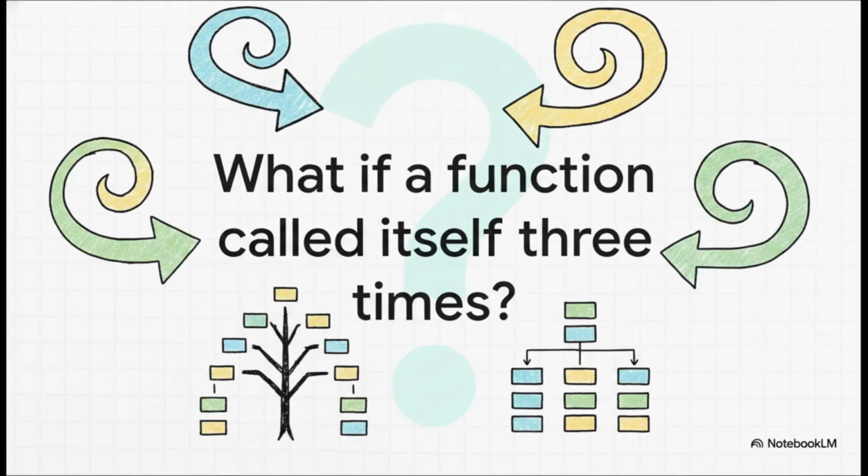Which leaves me with a final thought for you to chew on. Now that you've mastered this step-by-step blueprint, consider this. How would the call stack behave if a function called itself 3 separate times internally before it ever hit the base case? Just imagine the branches on that execution tree. Try mapping it out yourself using the exact same table structure we used today.